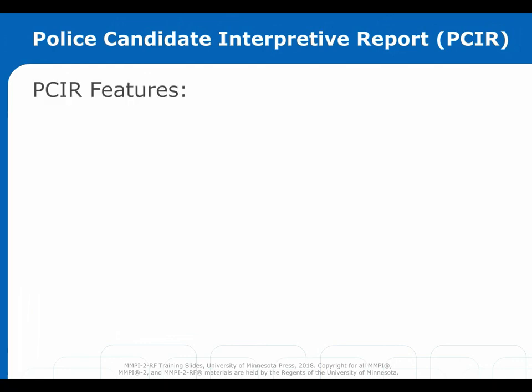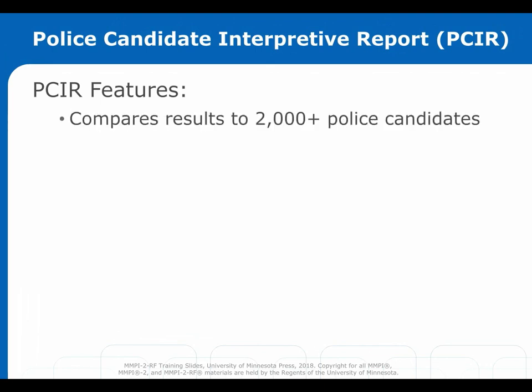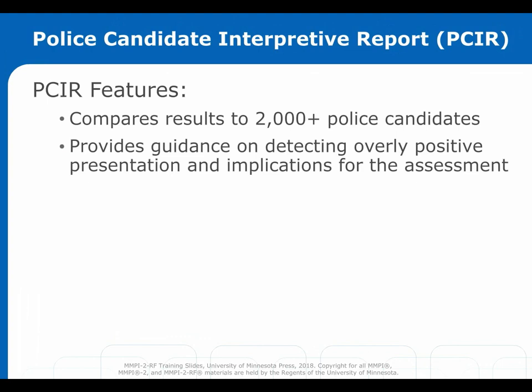Broadly, the police candidate interpretive report is intended to provide information specifically relevant to screening police candidates. The police officer interpretive report includes comparison group data from more than 2,000 police candidates assessed throughout North America, facilitating comparison of a candidate's test results to other candidates. This report also contains specific guidance on how to detect a candidate who is presenting themselves in an overly positive light, as well as what the implications of this response style are for the assessment.